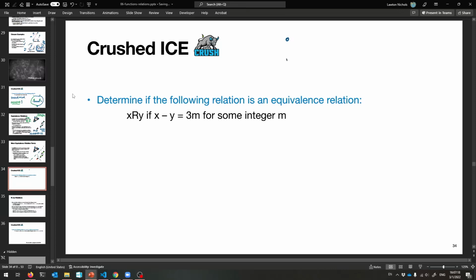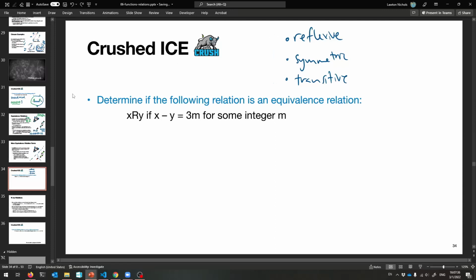So we better check each of these three things. Is it a reflexive relation? Is it a symmetric relation? Is it a transitive relation? The difficulty gets harder as you go down the list, so that's why we're going to do it in that order.